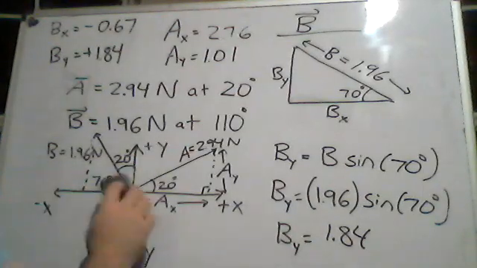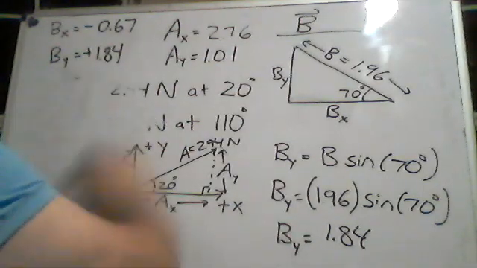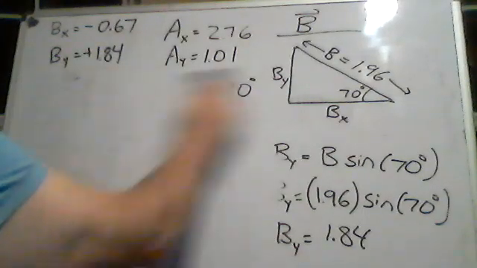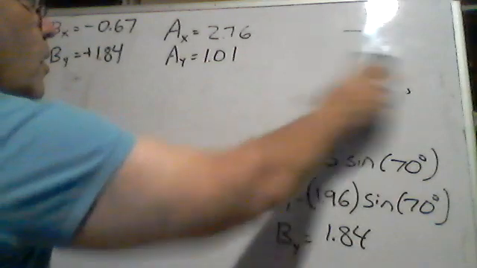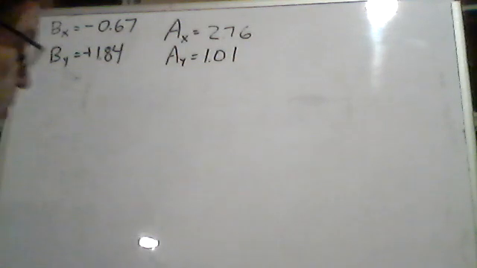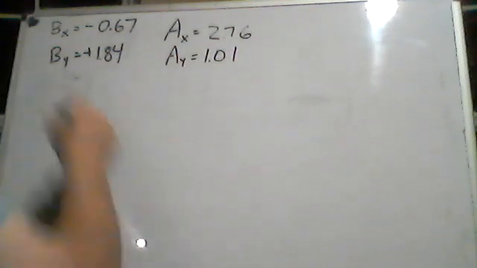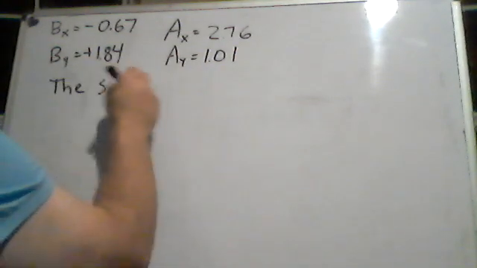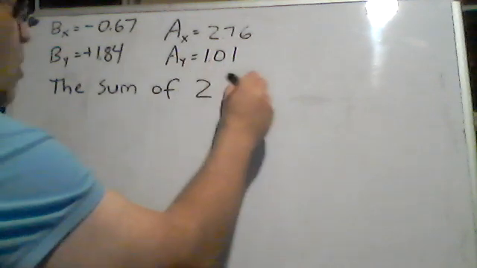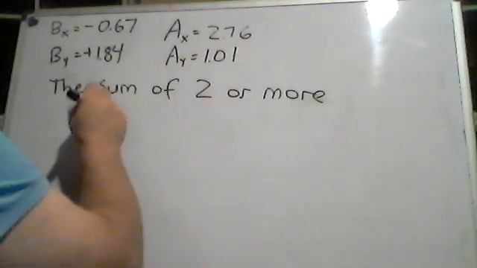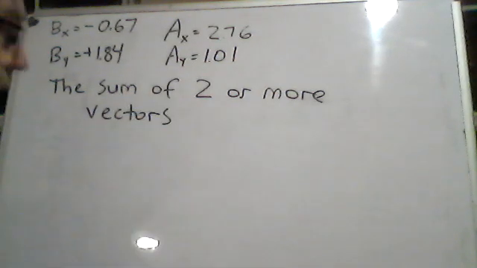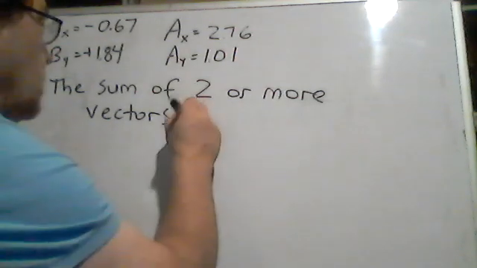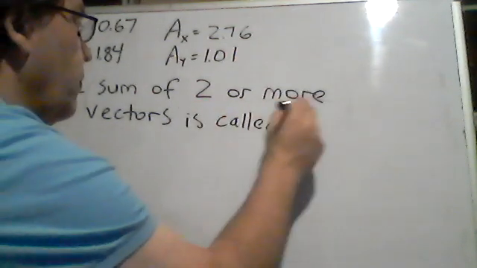I'm going to erase all this stuff right here. We know what we have. We already know what vectors we're adding. So let's now go through the process of adding them. Now that we have the components, how do you add two vectors? Here's one of your vocabulary terms from the lab. The sum of two or more vectors is called the resultant. We did talk about this in the chapter 1 class, but the lab asked this question as well.